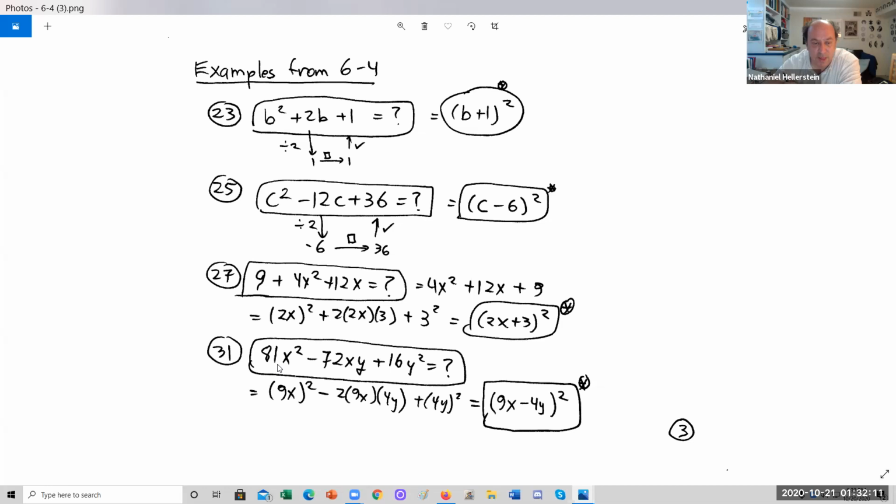Now here we have another mess. 81x squared minus 72xy plus 16y squared. Again, we want to check these outer terms if they're squares, which they are. 81x squared is the square of 9x. 16y squared is the square of 4y. And now we want to see if this middle is, in this case, minus twice the product. So 2 times 9x times 4y, and negative that is indeed negative 72xy. So square minus twice the product plus square, because it's minus, we get the square of a difference, 9x minus 4y.